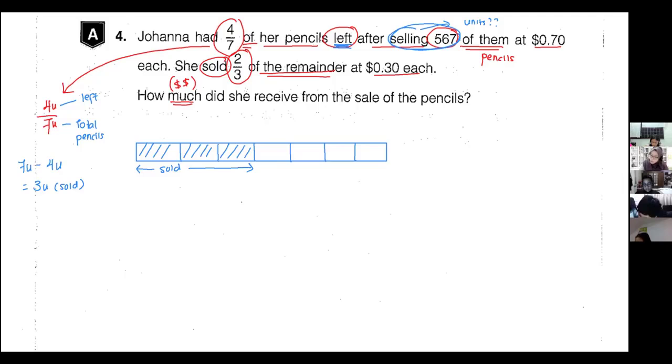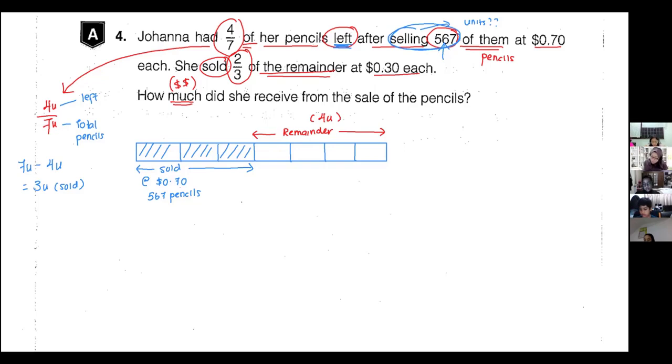What do you mean by sold? Sold at 70 cents, okay? Sold at 70 cents each. And then how many of them do I have? 567. Okay, I put in all my information there. Which means if that is the one that was sold, then here will be my remainder. How many remainder do I have over here? 1, 2, 3, 4. I have 4 units of remainder. Okay, so I can erase the ticks.